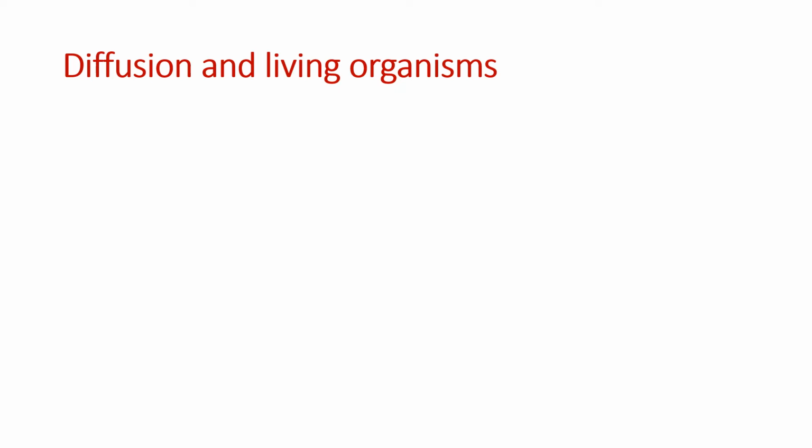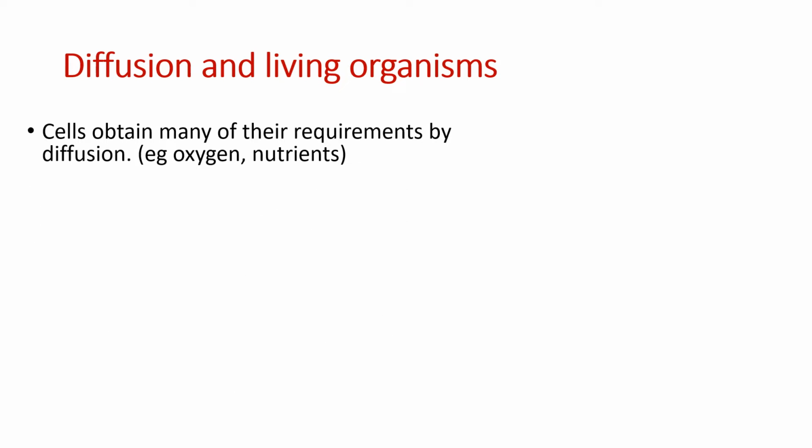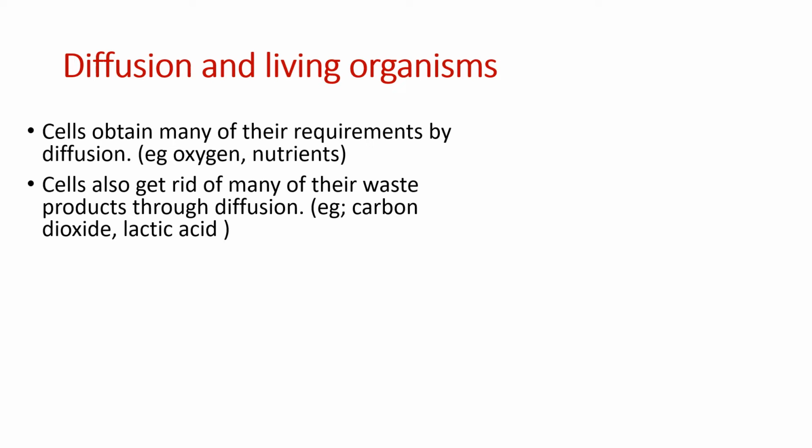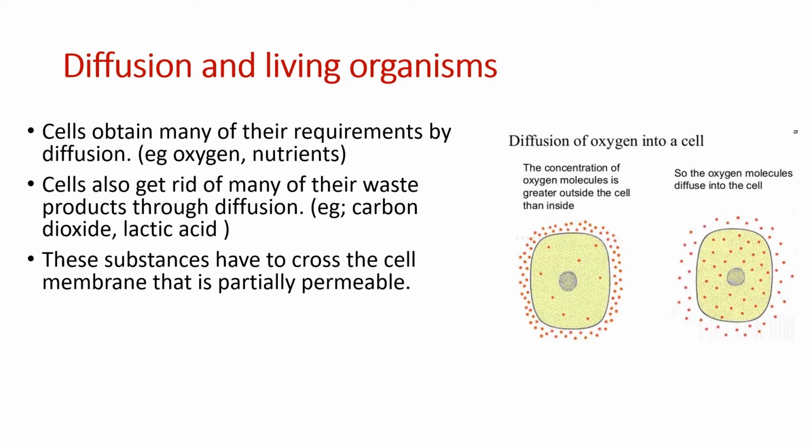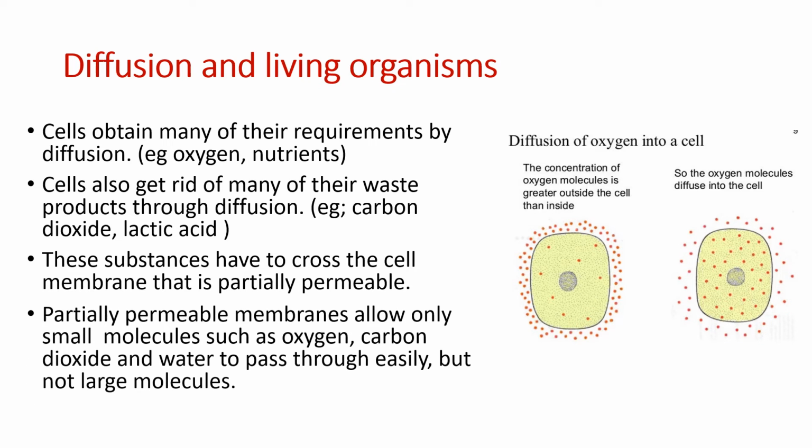Let's look at diffusion happening in living organisms. So we know so many chemical reactions are happening in cells. So cells need to obtain many of their requirements such as oxygen and nutrients through diffusion. At the same time, cells also get rid of many of their waste products such as carbon dioxide, lactic acid and urea through diffusion.